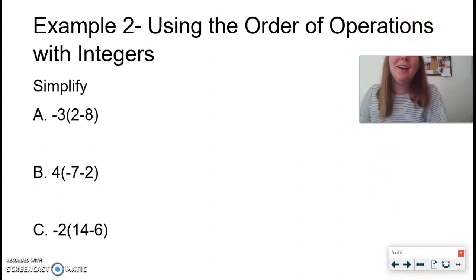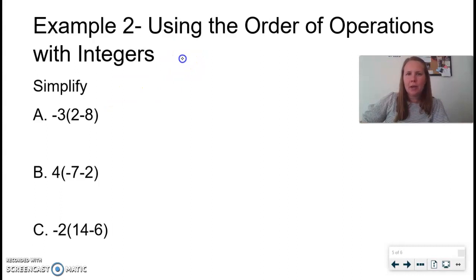Let's continue on. Example 2, using the order of operations of integers. So now we get to think of our integer rules and using your order of operations. So remember, that is your PEMDAS.